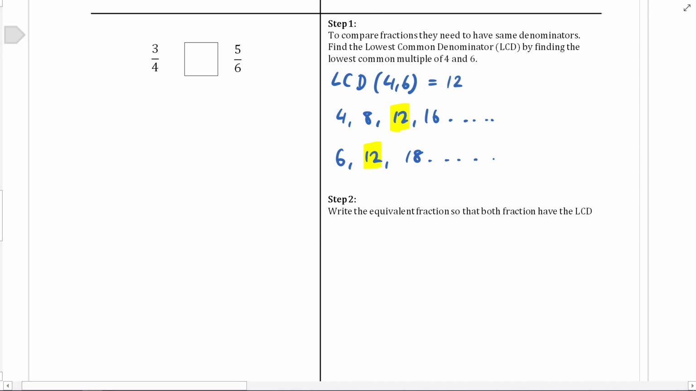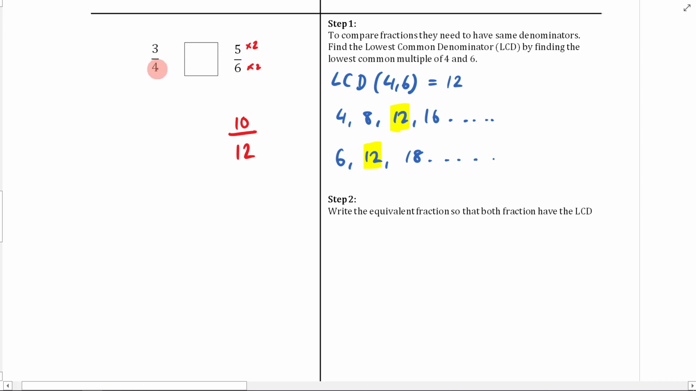and that's why we've called it 12 there. So now what I want to do is create some equivalent fractions where the denominators are both 12, and then I can compare them. If I want to make this 6 into 12, I will times it by 2. Whatever you do to the bottom, you must do to the top. So this is going to end up being 5 2s are 10, and 6 2s are 12.